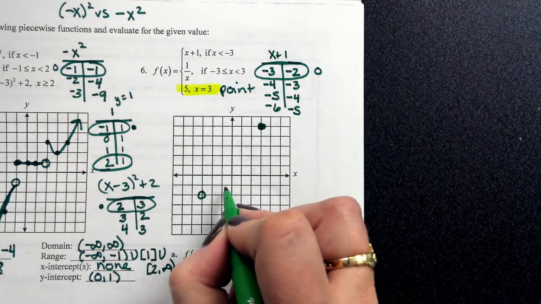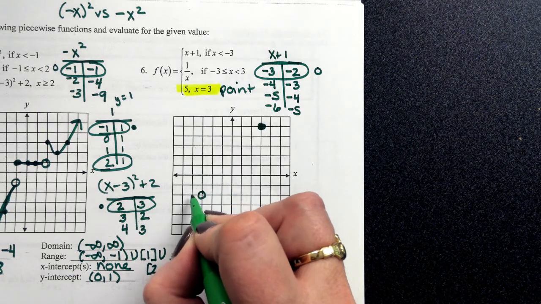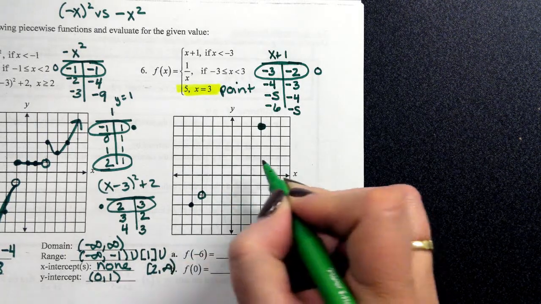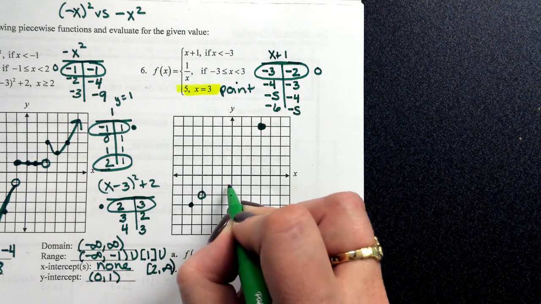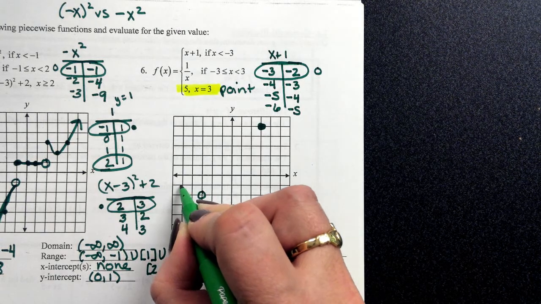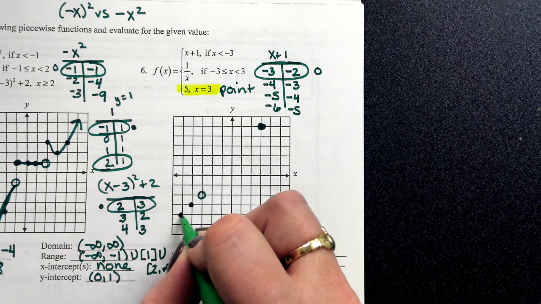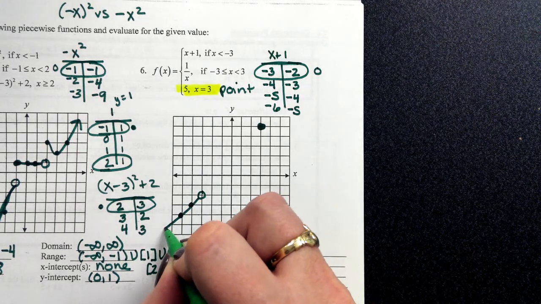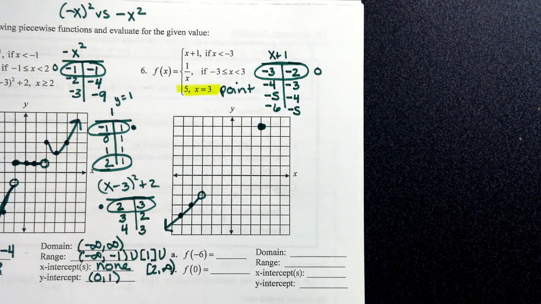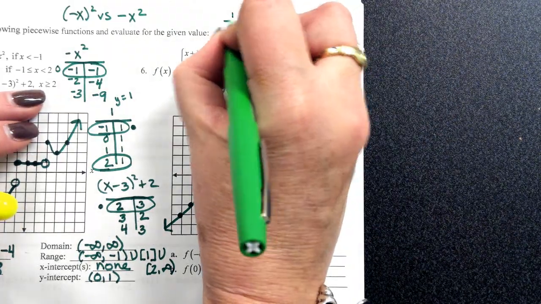Next point will be (-4, -3), (-5, -4). So there's the first part of your piecewise function. What's the graph of 1 over x look like? Remember your lovely rational functions, vertical asymptotes, horizontal asymptotes. Remember what the graph of 1 over x looks like?